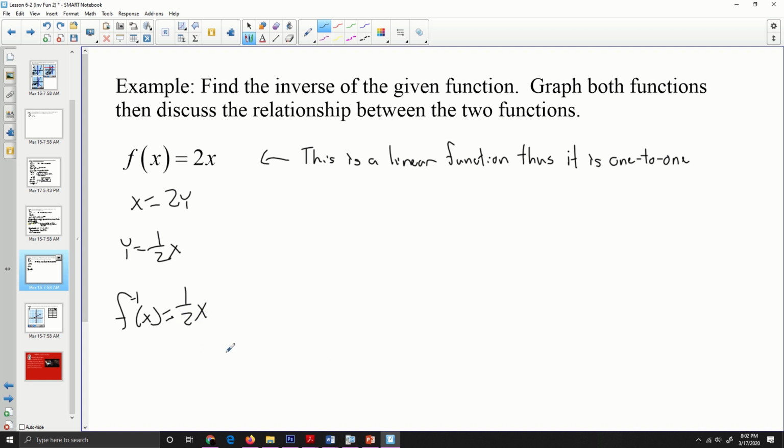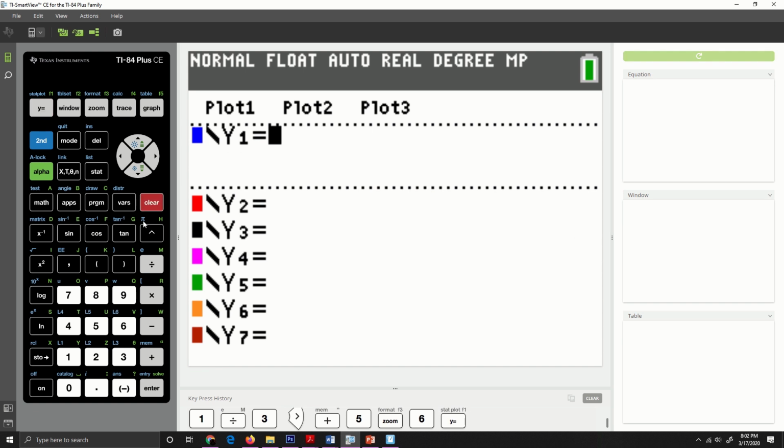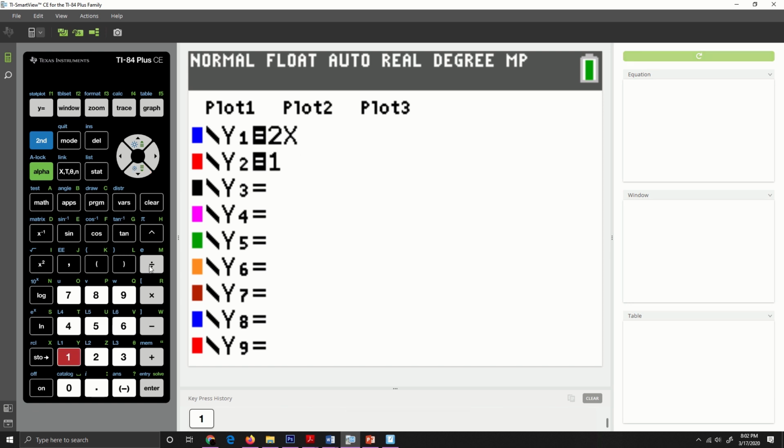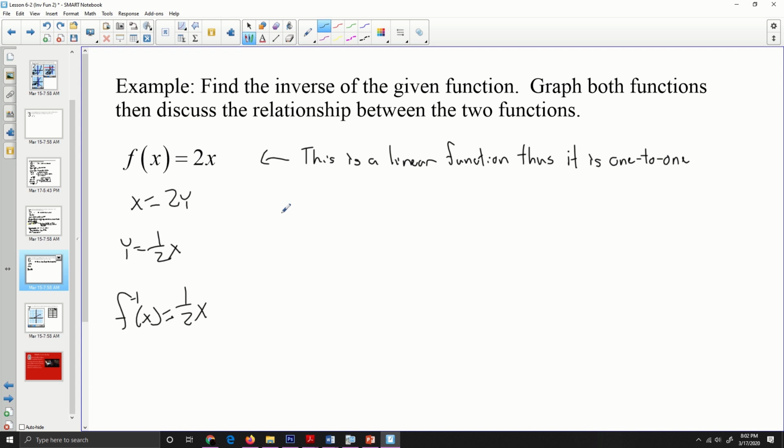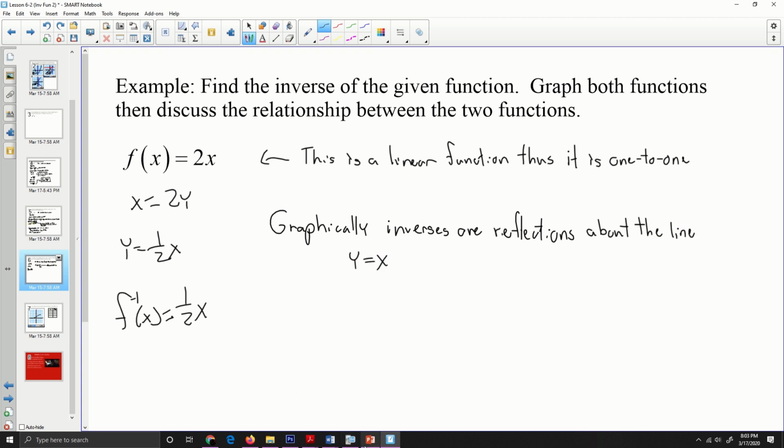Let's talk about what this means graphically. All right, let's go to my y equals. I clear this out. I go 2x right here, and then I go a half x like that. I hit graph, and I get these two lines here. Now, graphically, inverses are reflections. Their reflection is about the line y equals x.